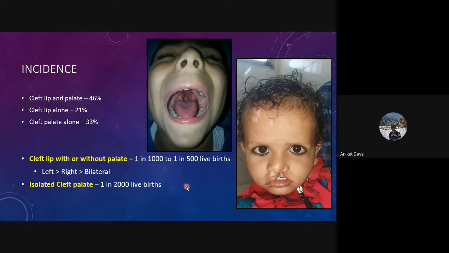Isolated cleft palate is considered to be a separate entity from cleft lip with or without a palate, and isolated cleft palate has an incidence of around 1 in 2,000 live births. Cleft lip and palate together is the most common entity, accounting for around 46%, whereas cleft lip alone is the rarest one, accounting for just 21% of all cases.